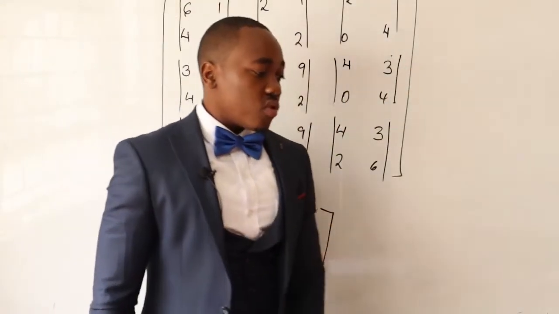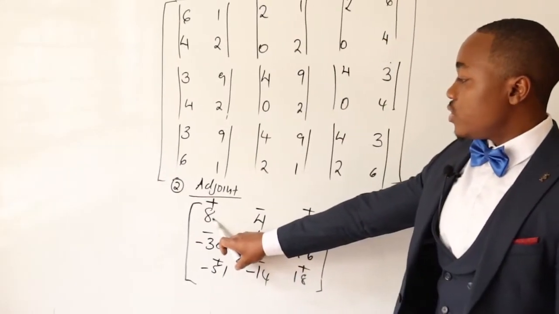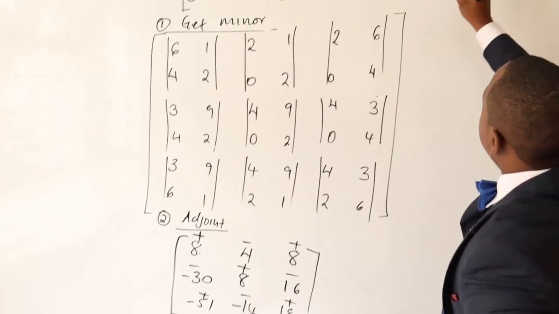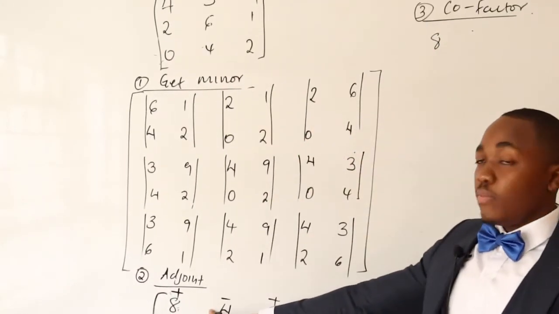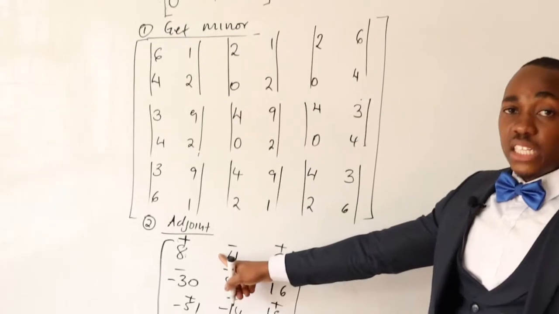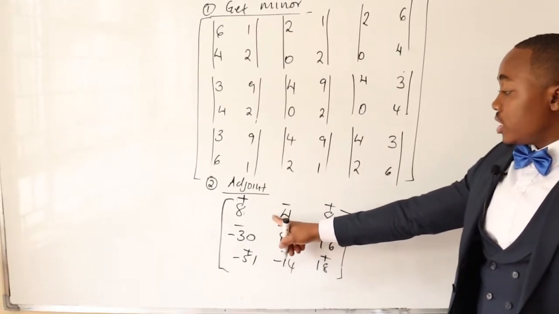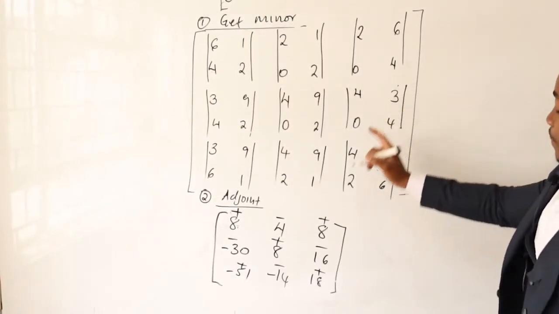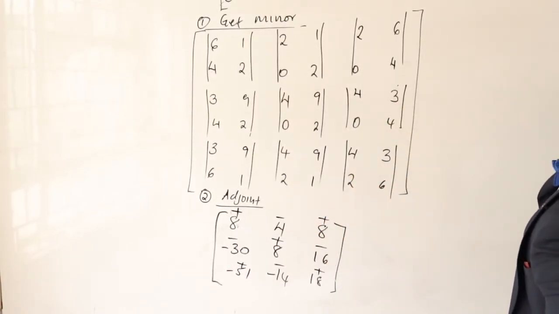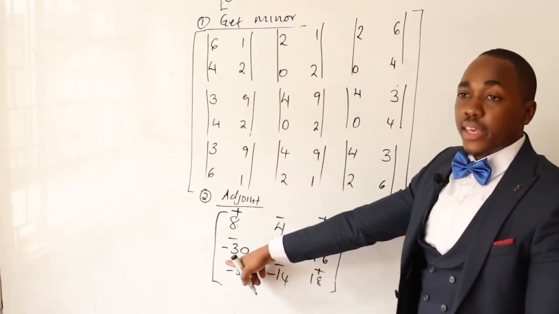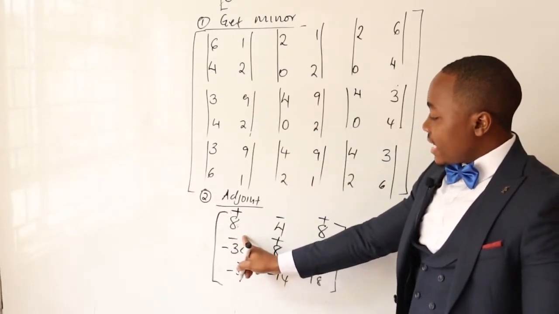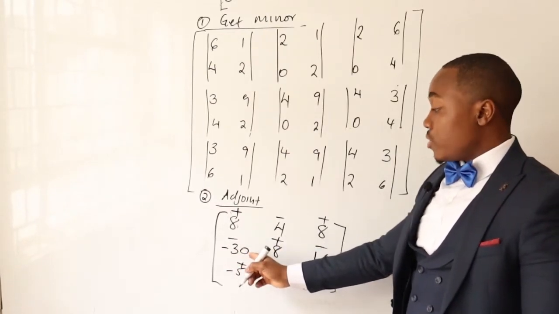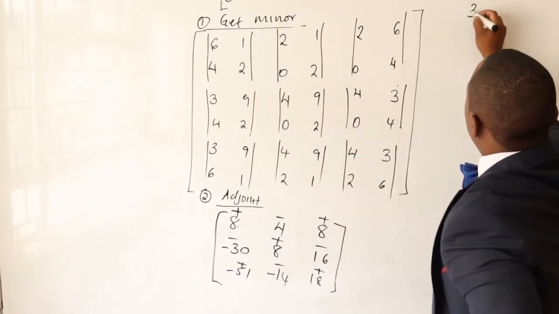Going back there to the cofactor, for example, this one is 8, so it's positive 8, and you get 8. Then go back here. Here we have negative 4. It was positive, but here we have negative, so it will be negative 4. This one will be positive 8. Now, let's go back here. This is negative 30, but here you have a minus. Minus minus becomes a positive, so this one will be 30.